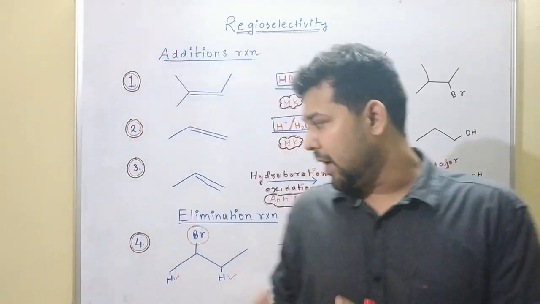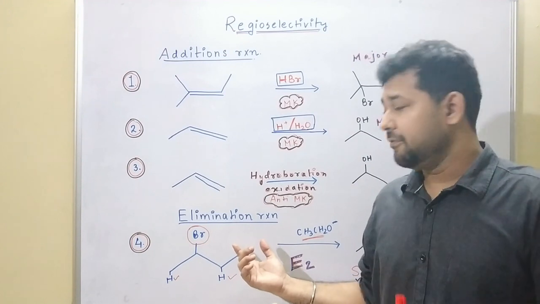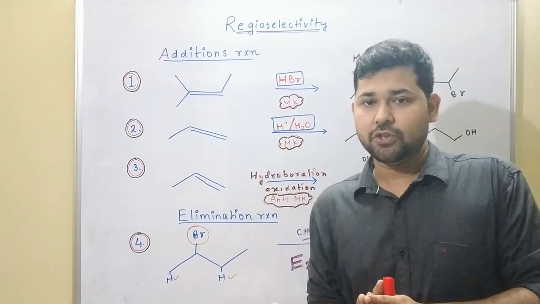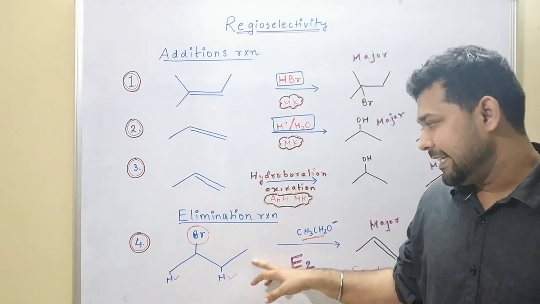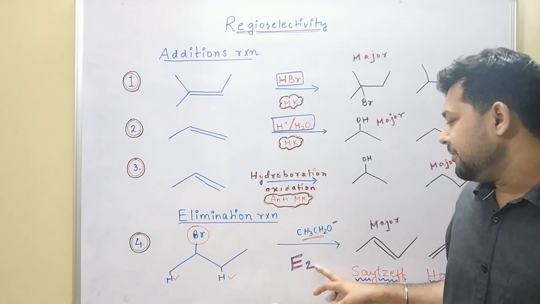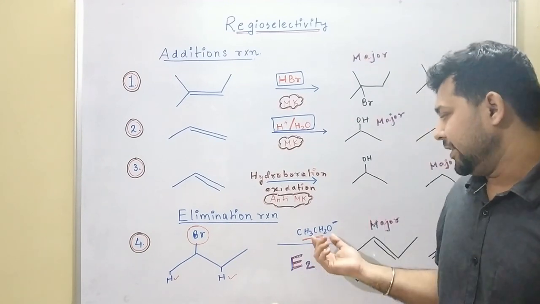Okay, let's talk about another example. This is quite different. Elimination reaction. In the elimination reaction, we're going to see regioselectivity. You just see this is an alkyl halide and here is Br. It's a leaving group, and here we are taking E2 elimination. This is a base.